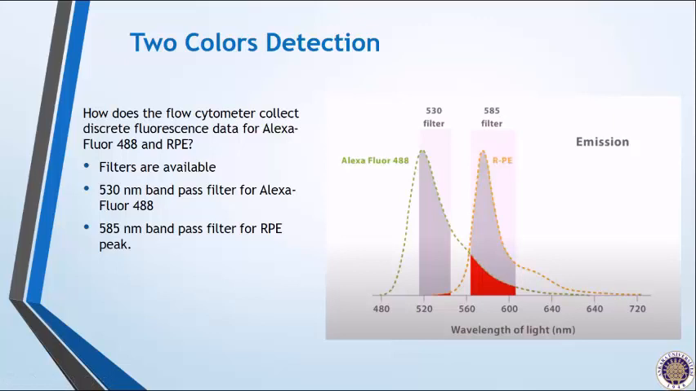Using these filters, the proportional amounts of Alexa Fluor 488 and RPE fluorescence can be recorded for each cell. These peak emission wavelengths are far enough apart so that each signal can be detected by a separate detector. You can see that portions of each emission peak here overlap one another. This is called spectral overlap.